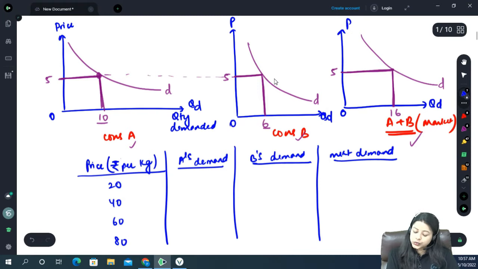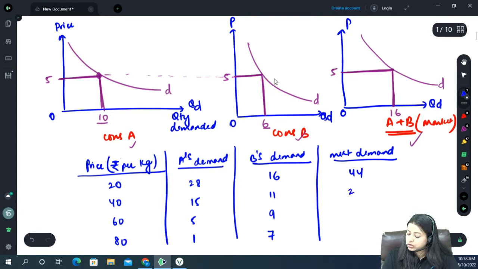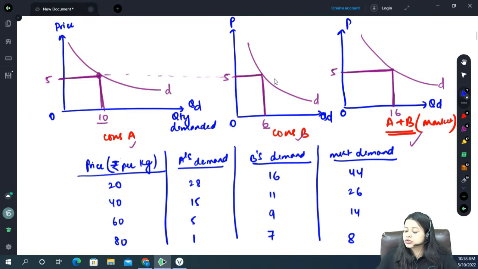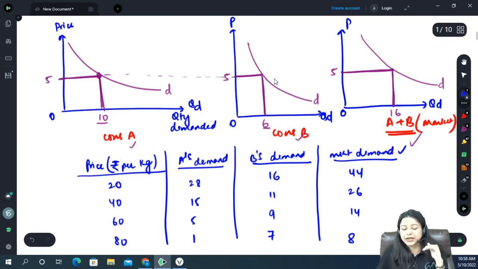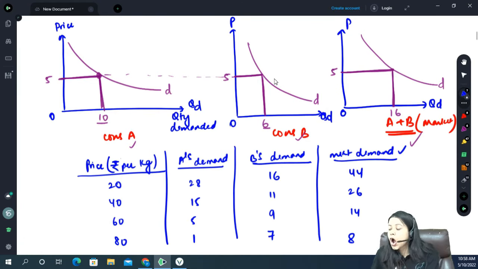Clear? So now maybe A's demand is 28, 15, 5, 1. What will be B's demand here? 16, 11, 9, 7. So you can just do the horizontal summation: 44, 26, 14 and 8. Clear? Which is a horizontal summation. So basically in the market, if a particular good is priced at 60, how much will be quantity demanded? 14. Clear?